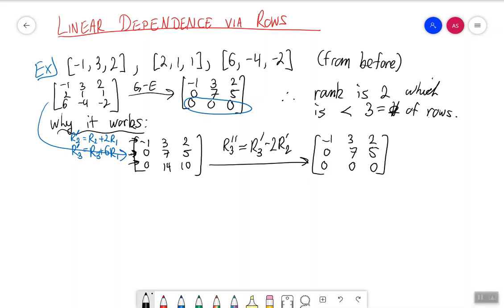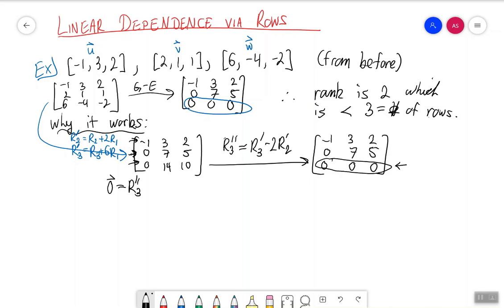So now I'm going to show you why I did all this. Before I do anything, let me give names to these vectors. We'll call them u, v, and w. So going back to here, this row right here tells me that the zero vector is equal to row 3 double prime. That's what I'm naming that row, row 3 double prime.